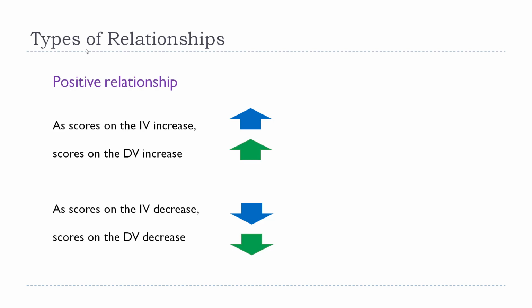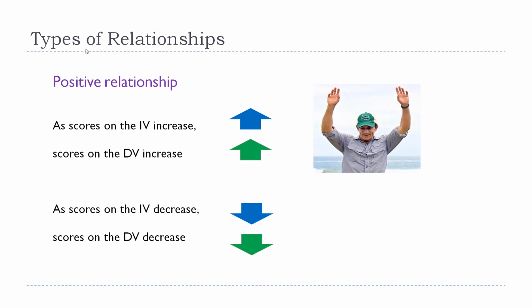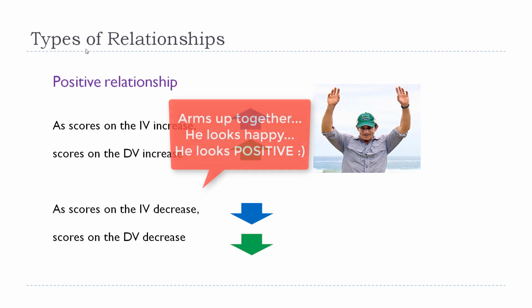Something that helped me when I was learning about this was to think about my arms. Okay, so let me give you a visual of what that would look like. So I love the show Survivor, right? So I'm going to use Mr. Probst. You see his hands, they're both going up, right? So imagine his right hand is the independent variable and the left hand is the dependent variable. So they're both going up.